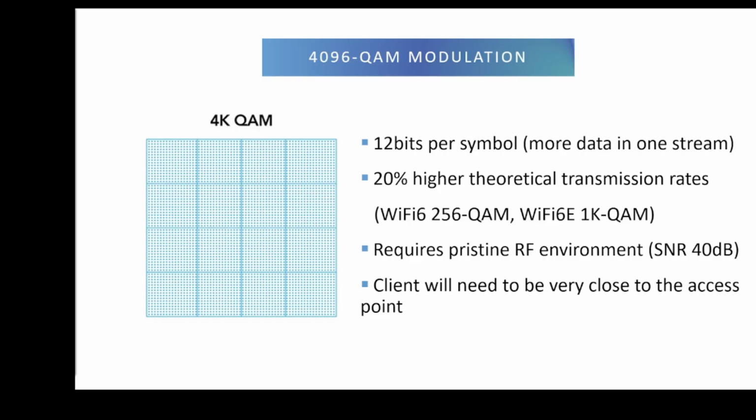However, 4K QAM is highly sensitive to noise and interference. It only works well in short-range, high SNR scenarios, at least 40 dB SNR. A client will need to be in close proximity to the access point with minimal obstacles or RF congestion. In real-world deployments, 4K QAM is a boost when conditions are optimal, but its benefits may not be consistently achievable across all devices or environments.